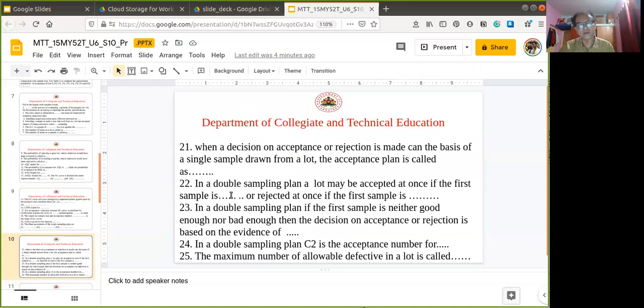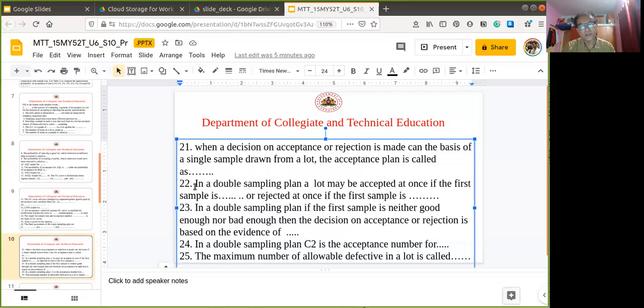Then 21, fill in the blanks. When a decision on acceptance or rejection is made on the basis of a single sample drawn from a lot, the plan is called a single sampling plan. Next, 22. In a double sampling plan, a lot may be accepted at once if the first sample is good enough, or rejected at once if the first sample is bad enough.